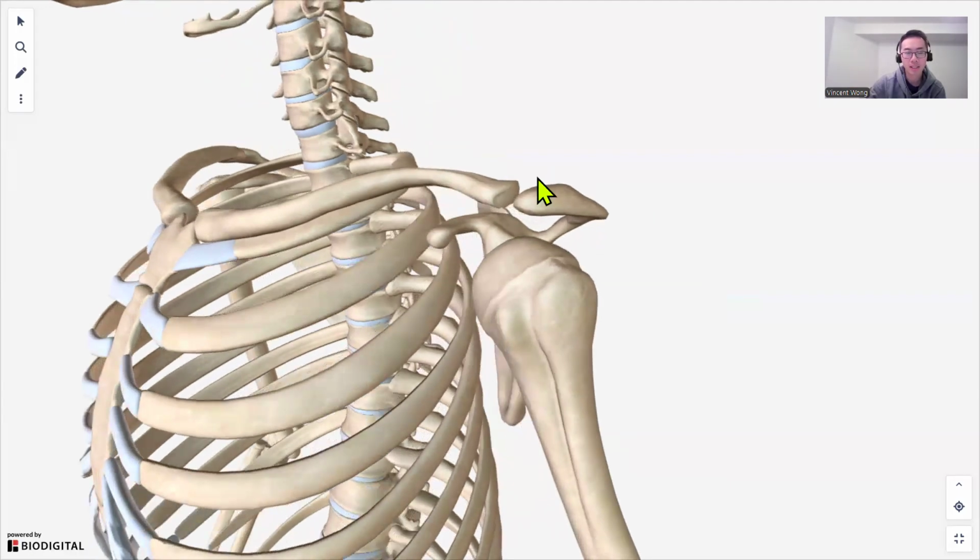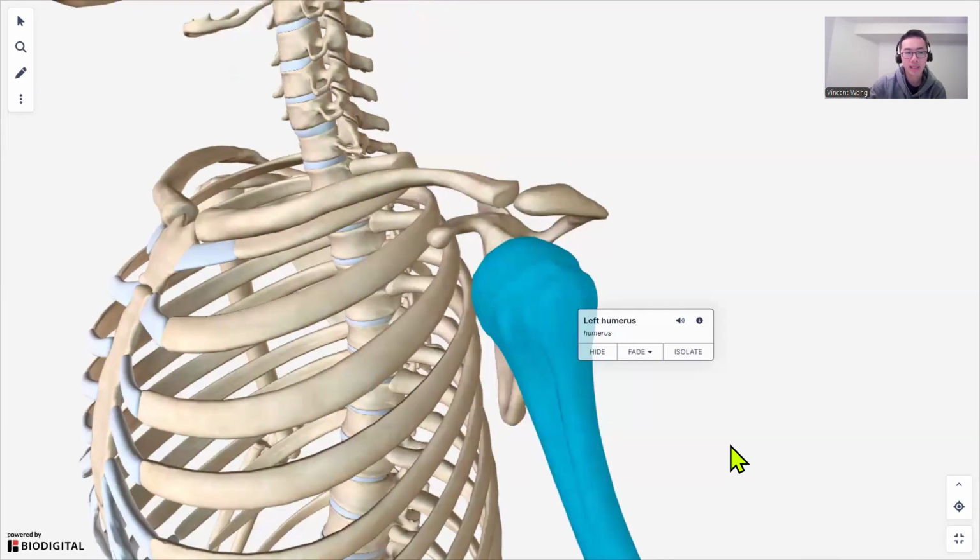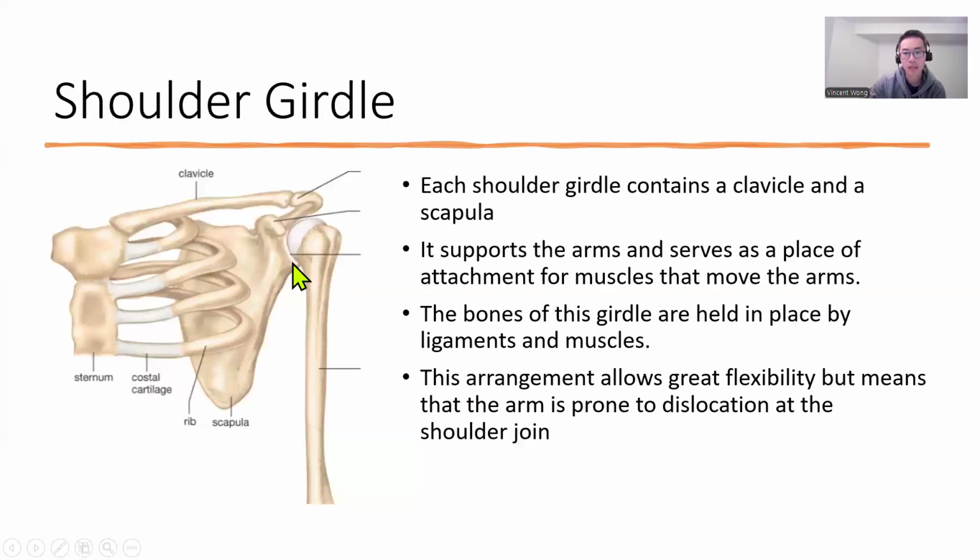So three bones in the shoulder girdle: clavicle, scapula, and the humerus. It's a ball and socket joint, very flexible, but there is always a trade-off. If something is very flexible, then it's easy to get injured.